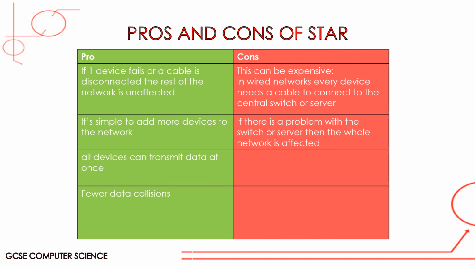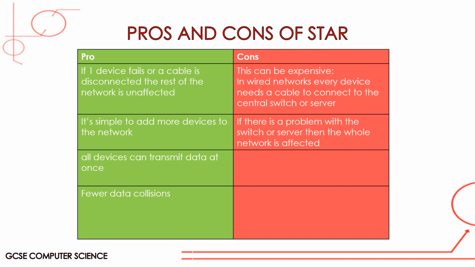The star topology has got various different advantages and disadvantages. The main one is that if one device fails, the rest of the network is completely unaffected. That means it's also easy to add more devices to that network. All the devices can transmit data at exactly the same time, which means you get fewer data collisions.